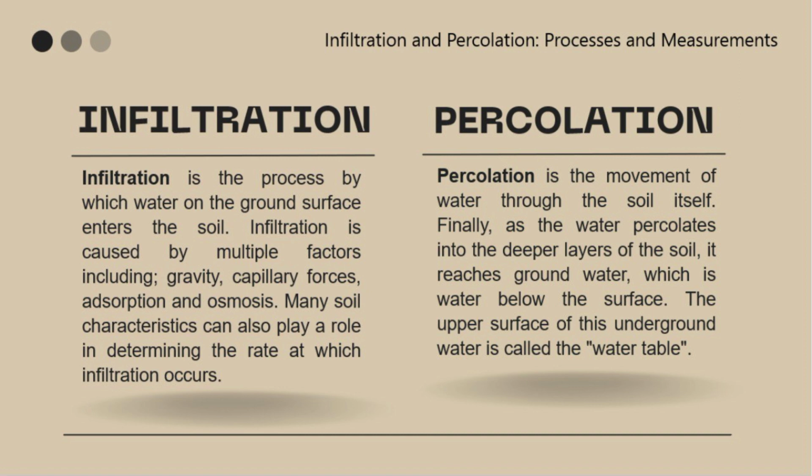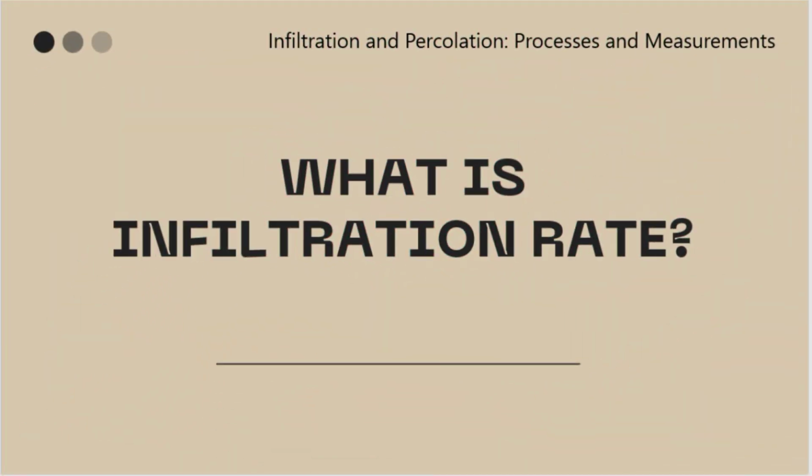Finally, as the water percolates into the deeper layers of the soil, it reaches groundwater, which is water below the surface. The upper surface of this underground water is called the water table. Now that we already know the difference between percolation and infiltration, let us now define infiltration rate.